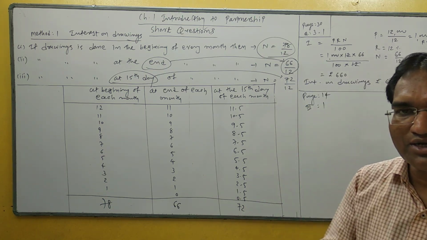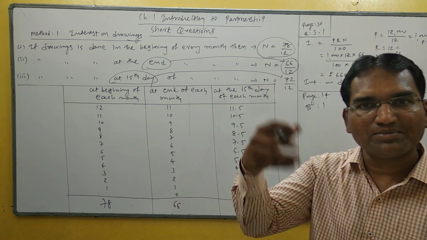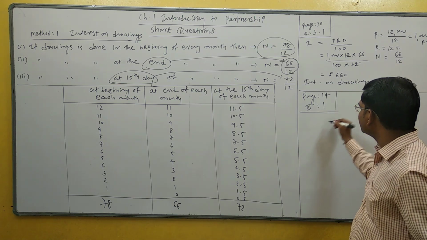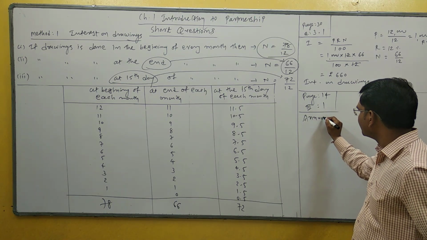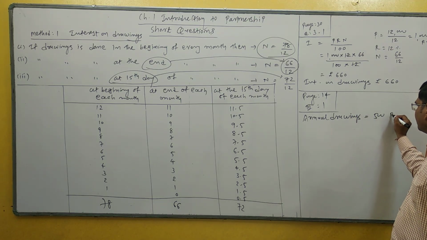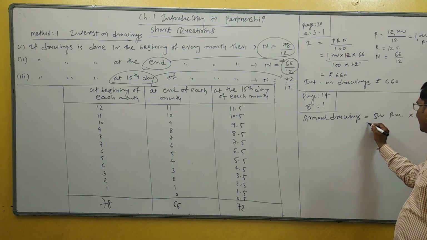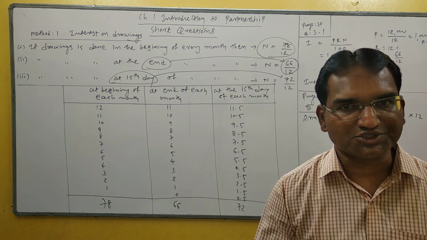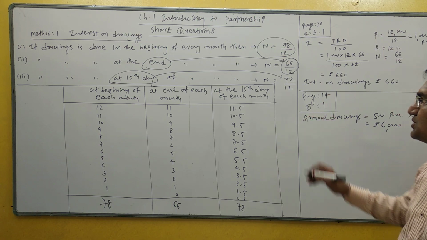No worry, annual drawing means monthly drawing multiplied by 12, because there are 12 months in the year. So your first point is very simple, annual drawings. Annual drawing is equal to 500 per month drawing multiplied by 12. So what is your annual drawing? 6,000. That was the extra question. And the main question is interest on drawing.